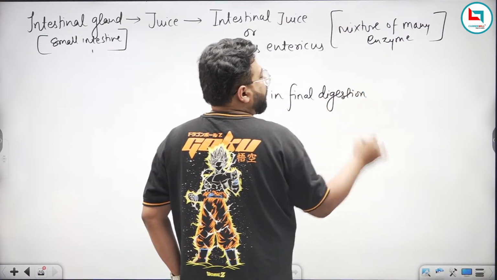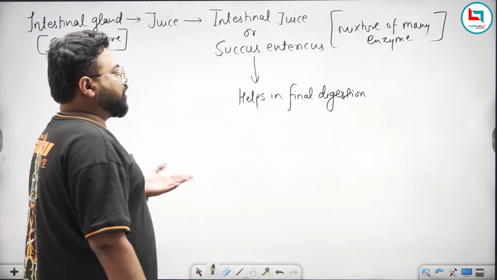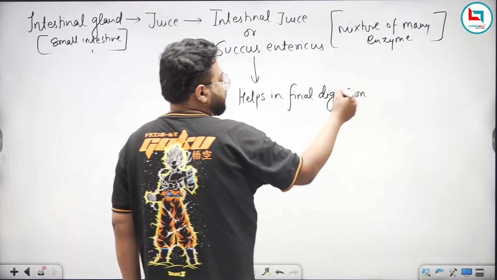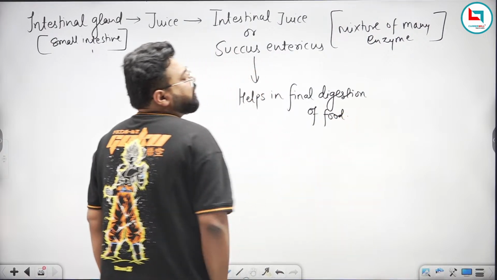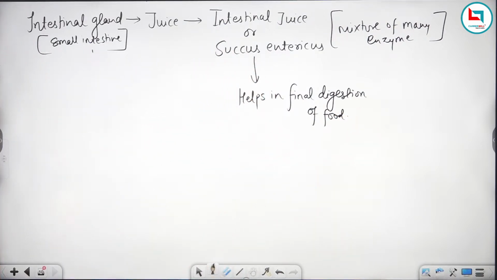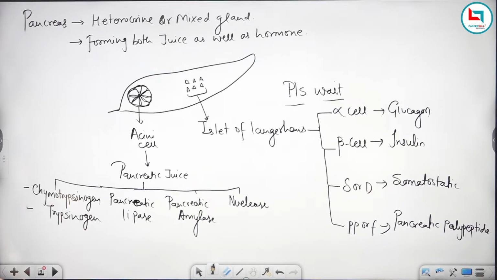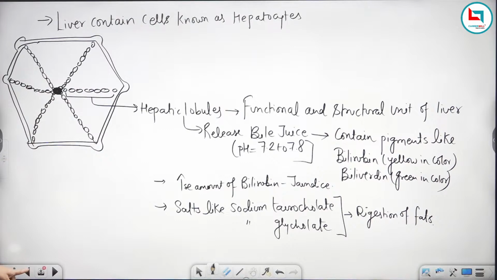So tomorrow we are going to complete our first chapter of human physiology, that is the human digestive system. So this is your first or second class of the human digestive system. You can write it down in the form of notes.